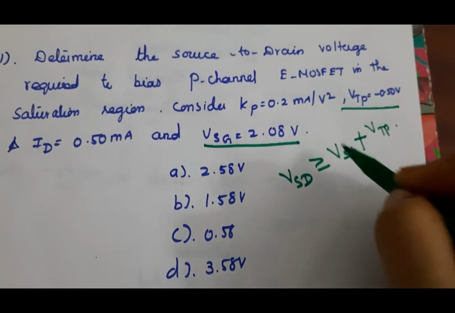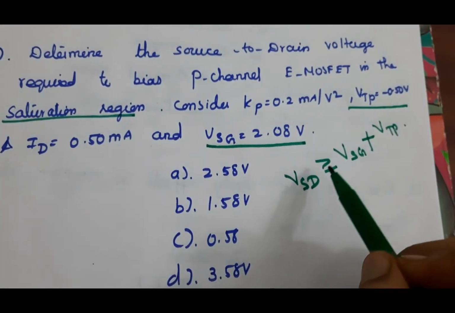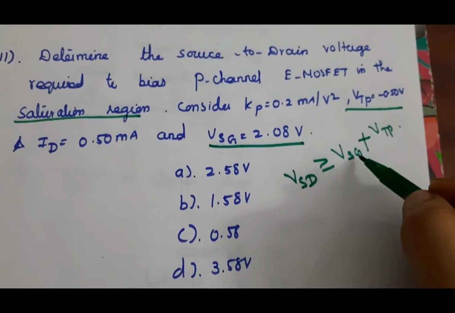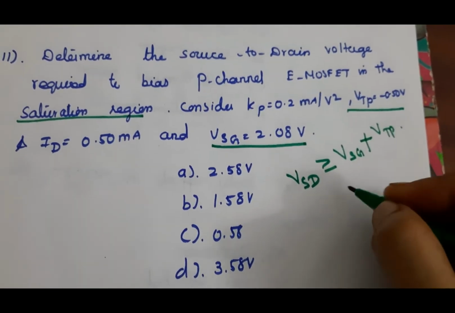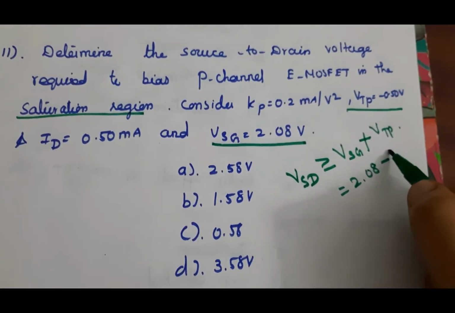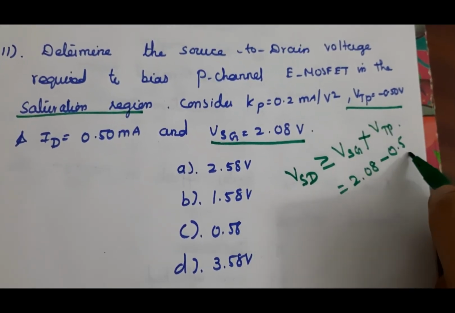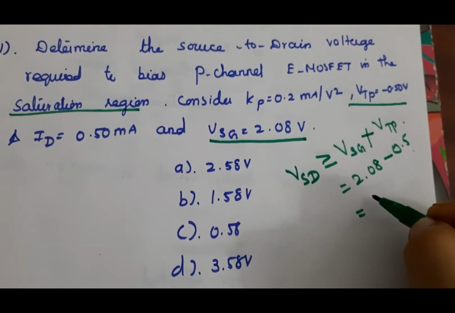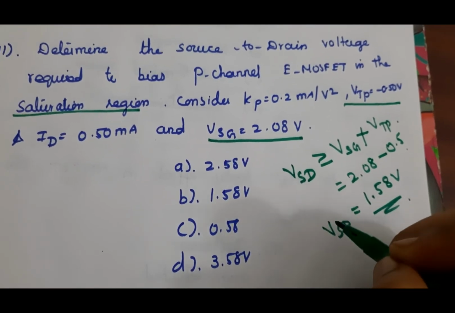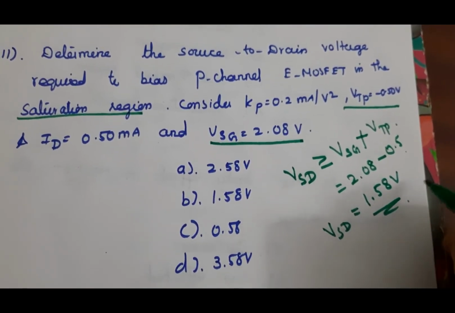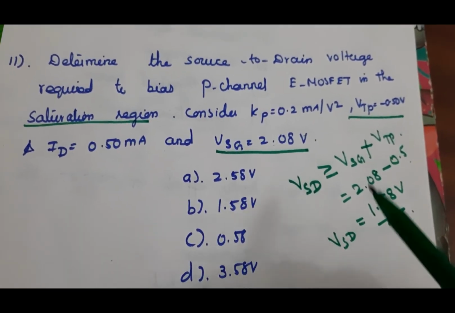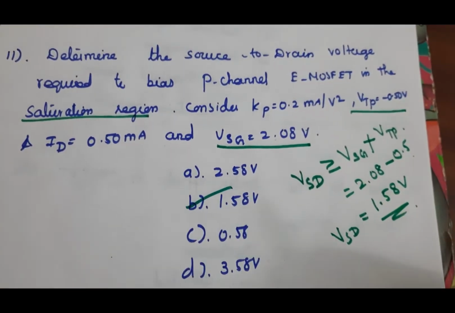So this is the condition for the saturation region. The source-drain voltage is greater than or equal to VSG plus VTP. Here VSG is 2.08 and VTP is minus 0.5. Solving this, we get 1.58 volt. So the required source to drain voltage is 1.58 volt. Using these two parameters we can find the source to drain voltage. So here the answer is B, 1.58.